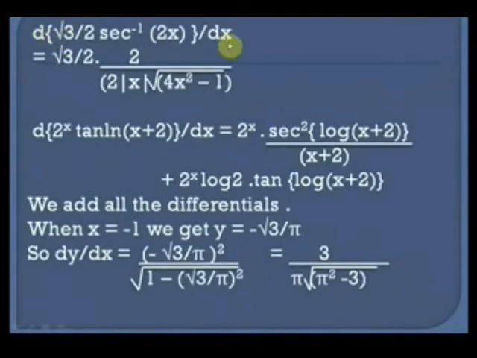So d by dx of root 3 by 2 into sec inverse of 2x is equal to root 3 by 2 into 2 by 2 times modulus of x into under root of 4x square minus 1.